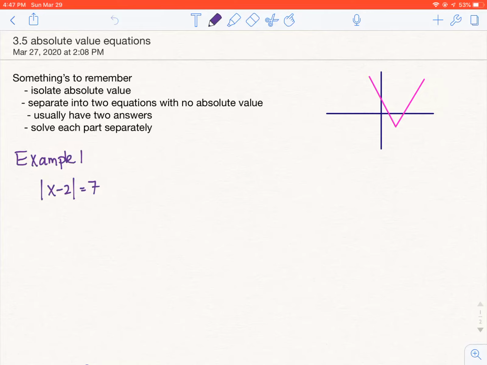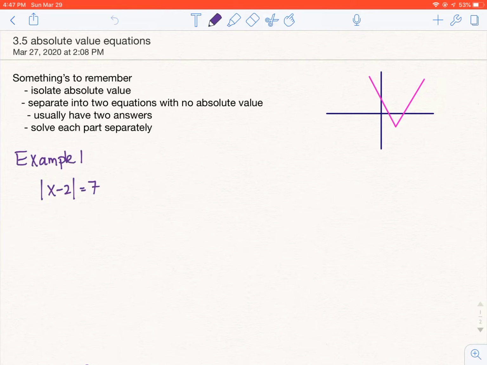Now, when we do absolute value equations, there's some things to remember: we need to isolate the absolute value. We need to separate into two equations with no absolute values. And we usually have two answers. And then we solve each part separately.